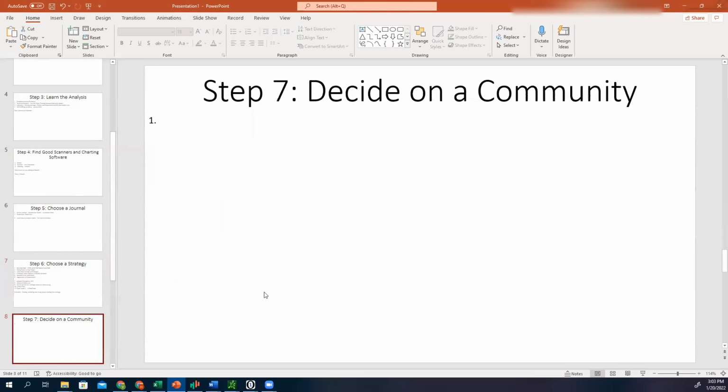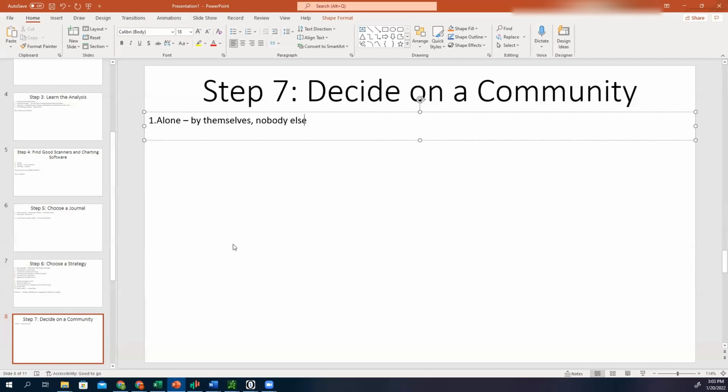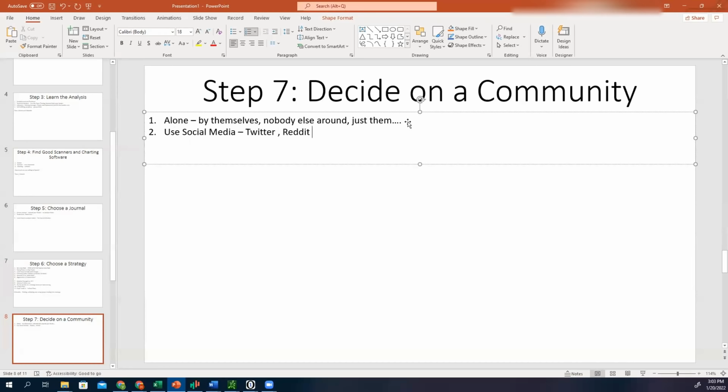Okay. Number 7, decide on a community or no community. Some traders like to trade alone, by themselves, nobody else around, just them. You have others who don't necessarily join a community, but use social media, you know, Twitter, Reddit. It's not really a paid community. It's just more of you're getting information from other people. And then finally, you have the paid communities.